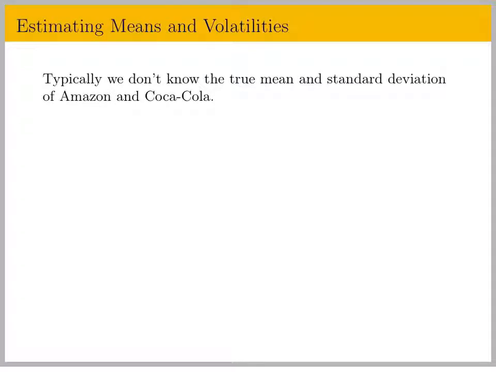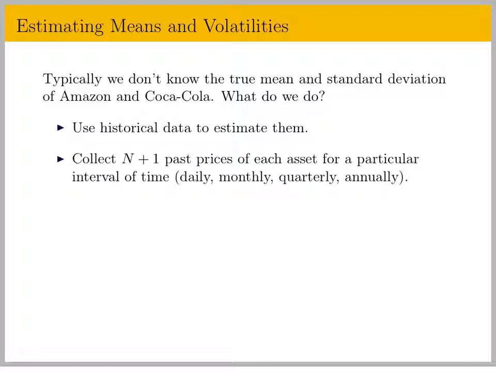So typically, we won't know the true mean and the true standard deviation for an asset. Take, for example, Amazon and Coca-Cola. So in the previous couple of slides, when we plotted those distributions, I said assume that the mean return for Amazon and Coca-Cola are 3% and 1% respectively, and that the standard deviations are 8% and 4% respectively. But in fact, we don't know what those true values are. So what do we do? We use historical data to estimate them.